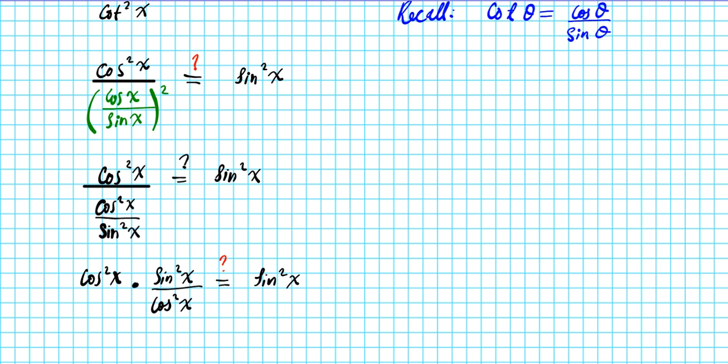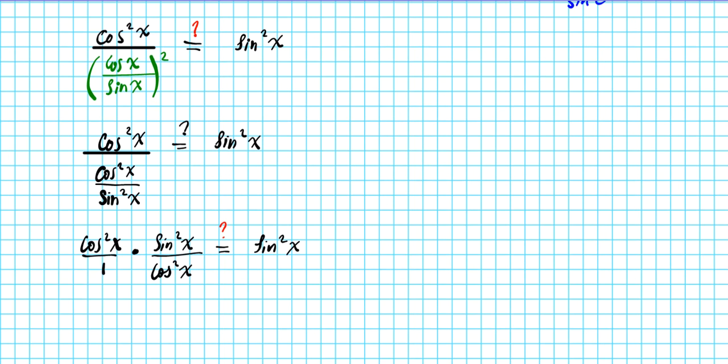Is it? If you examine what we have here, you can put a 1 underneath cosine square x. We can divide out. Cosine square x goes into cosine square x once, and then cosine square x goes into cosine square x once. And what does this imply?